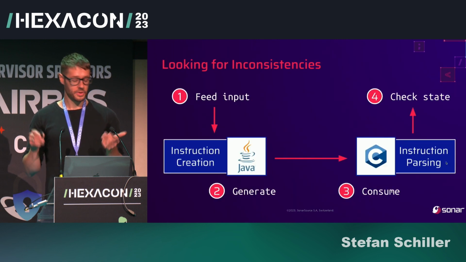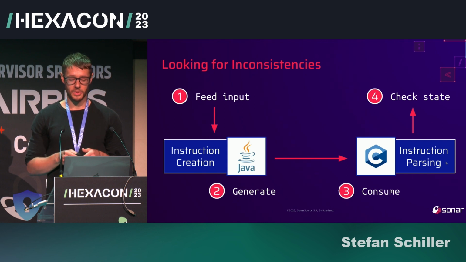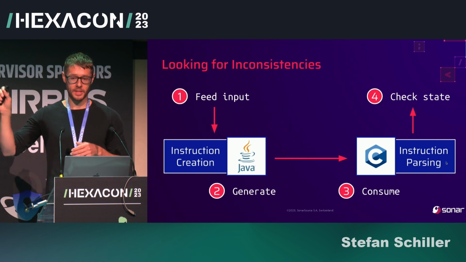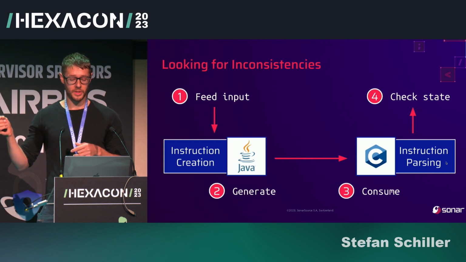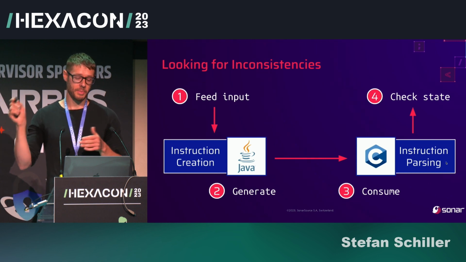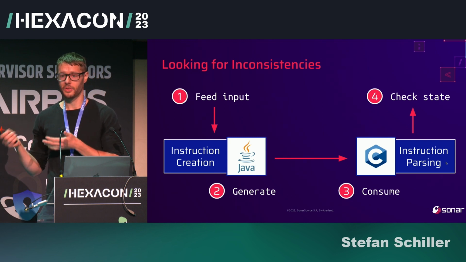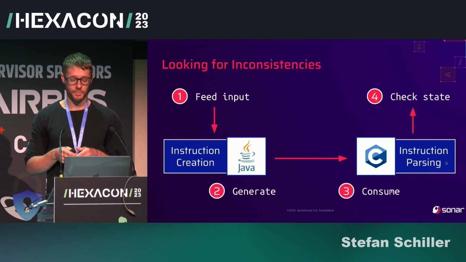So in order to determine any inconsistencies between both components, I set up a small and dumb fuzzing environment. At first, we feed some random input to the Java part. Then we generate an image instruction with the input as an argument and send it to the C part. The C part consumes and parses the instruction. And after this, we check if the C parser just crashed or if its internal state is inconsistent. All of this just uses the existing source code, only with a small harness.